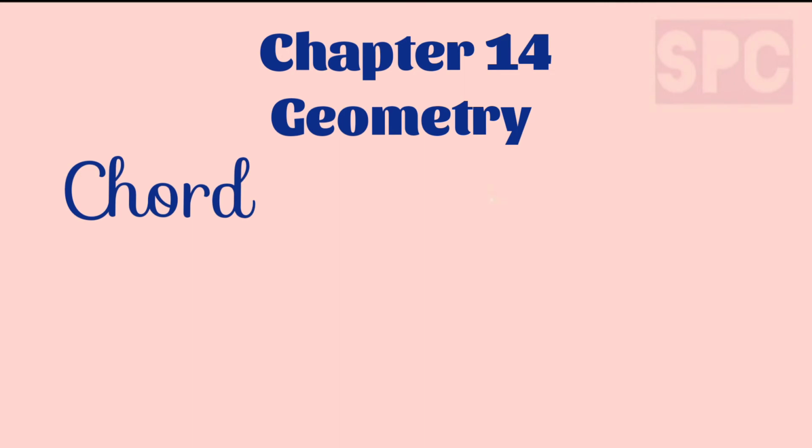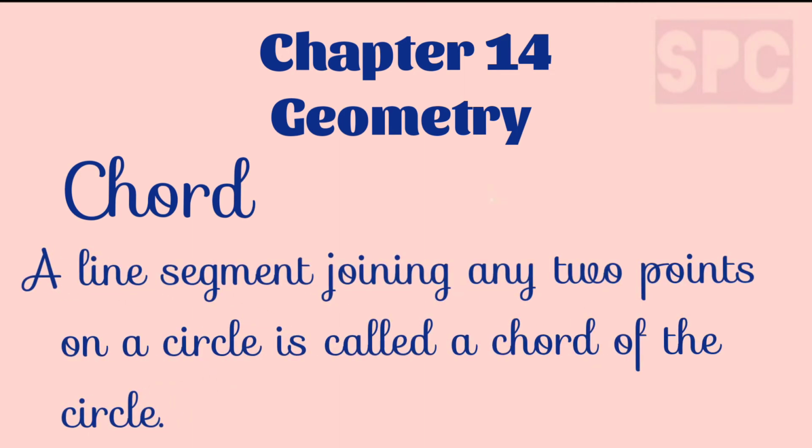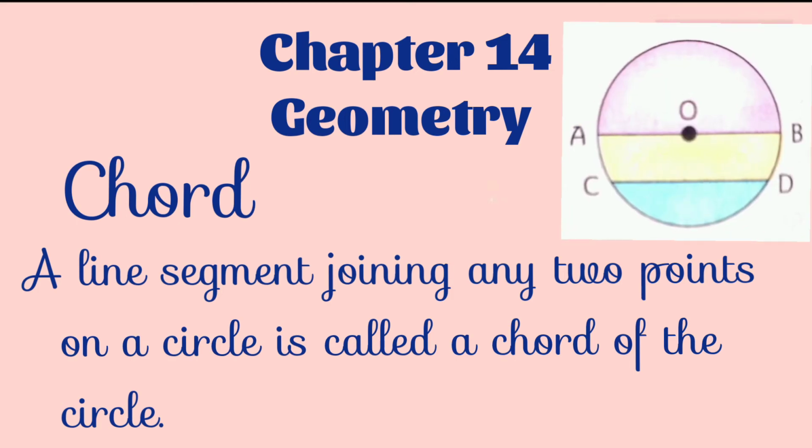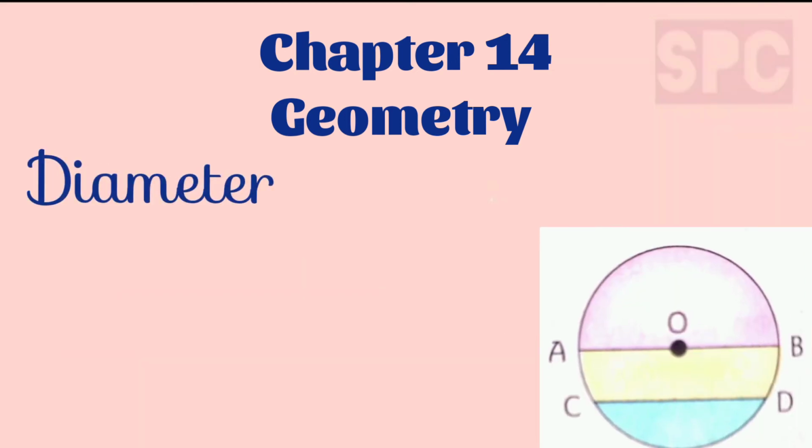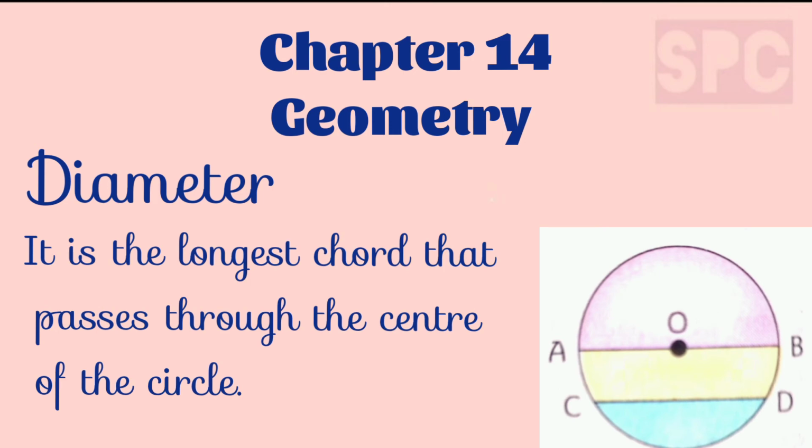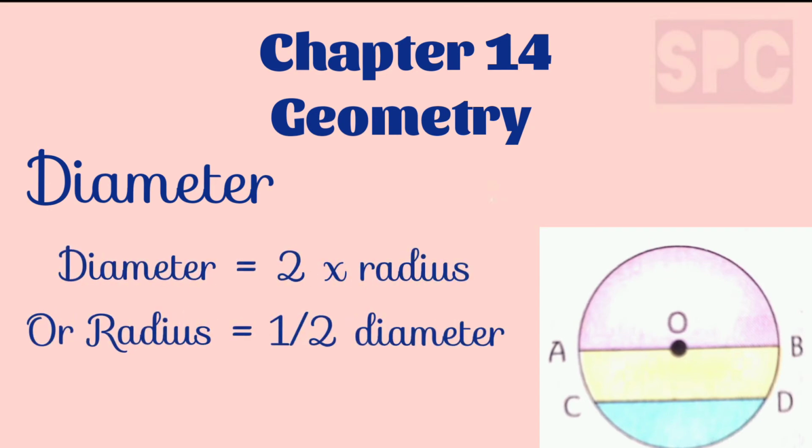Next is chord. A line segment that joins 2 points on a circle is called a chord of the circle. In this figure, you can see AB and CD are 2 chords of the circle. Now, what is a diameter? Diameter is the longest chord, or you can say a chord that passes through the center of the circle. That is the diameter of the circle. Thus, in this figure, AB is the diameter. Diameter is the longest chord. It is the double of the radius. Half of the diameter is the radius and double of the radius is the diameter.